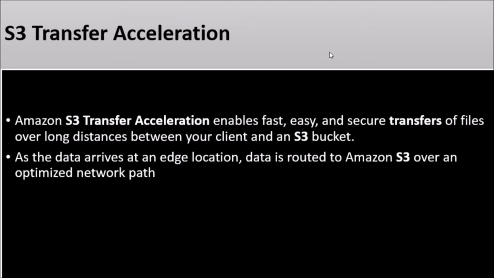As data arrives at the edge location, it is routed to S3 over an optimized network path. So S3 Transfer Acceleration uses the benefit of edge locations, which are distributed throughout the globe. Once the data arrives at the edge location, it is transferred to S3 over an optimized network path. AWS provides us a URL which we have to use to get the benefit of transfer acceleration, or if we want to access our transfer acceleration enabled bucket.